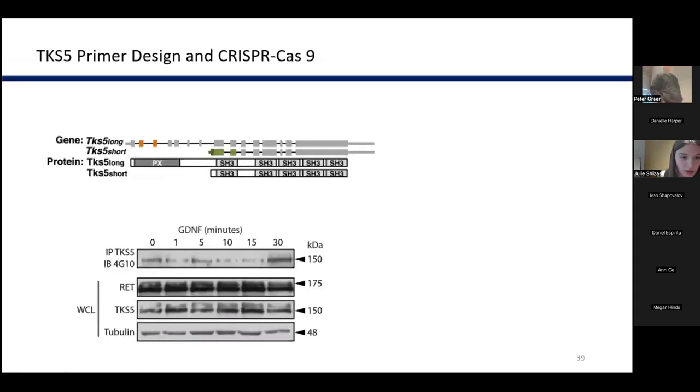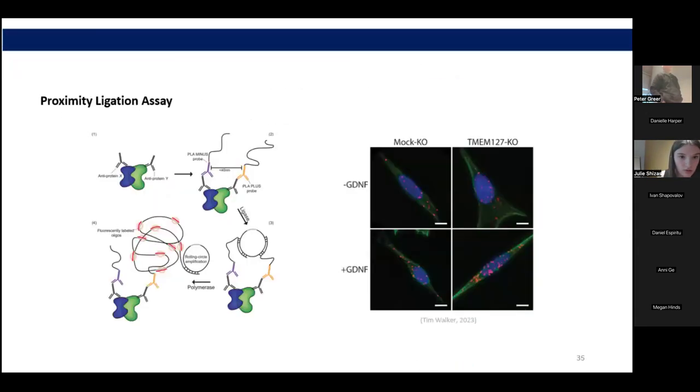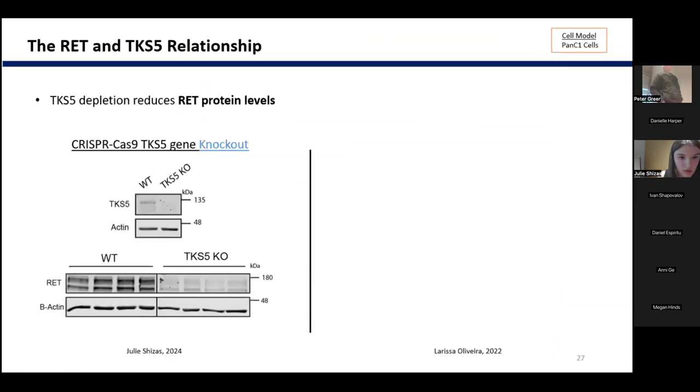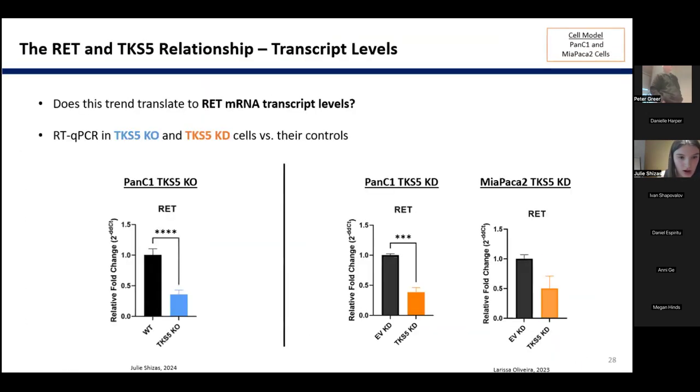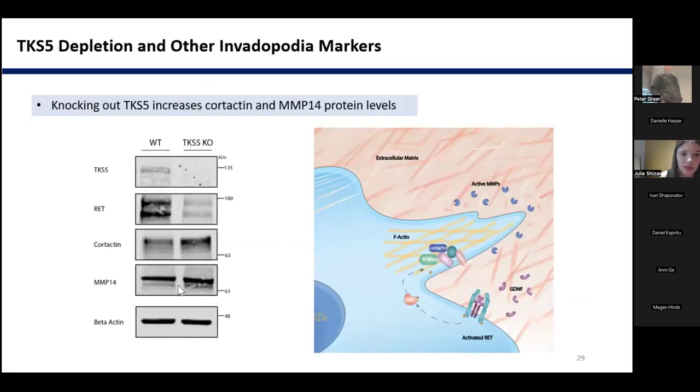When we go back here with MMP14, I have looked at transcript levels of MMP14 in the TKS5 knockouts. I've only done it once, so I didn't want to put anything up here, but it looks like the transcript levels are also increased. And the same thing with cortactin. We don't have primers for cortactin, we're ordering them right now, but I'm guessing I'll see the same thing with transcript levels.